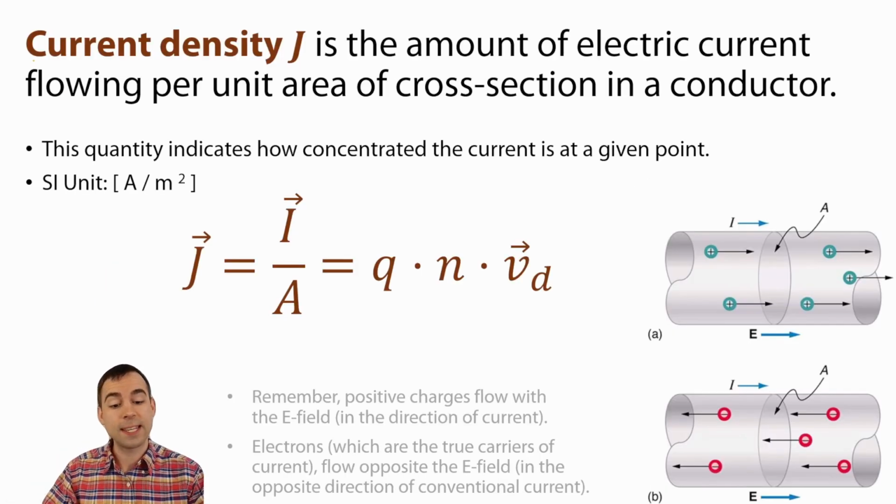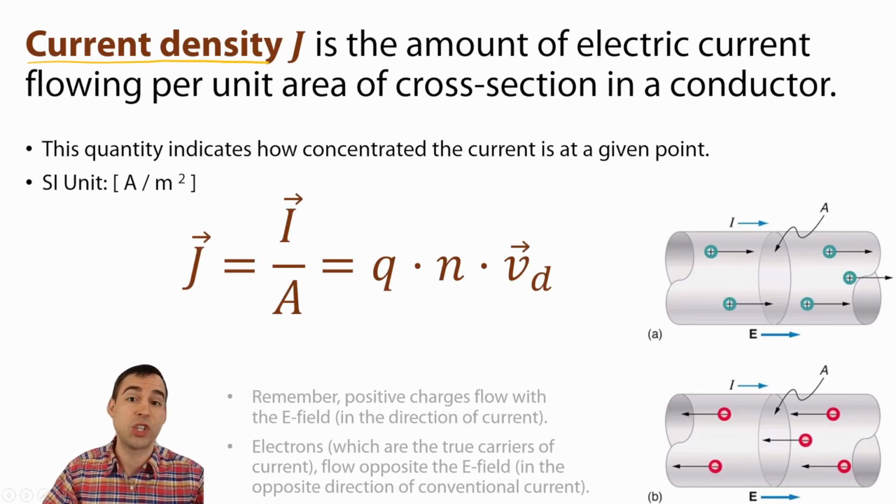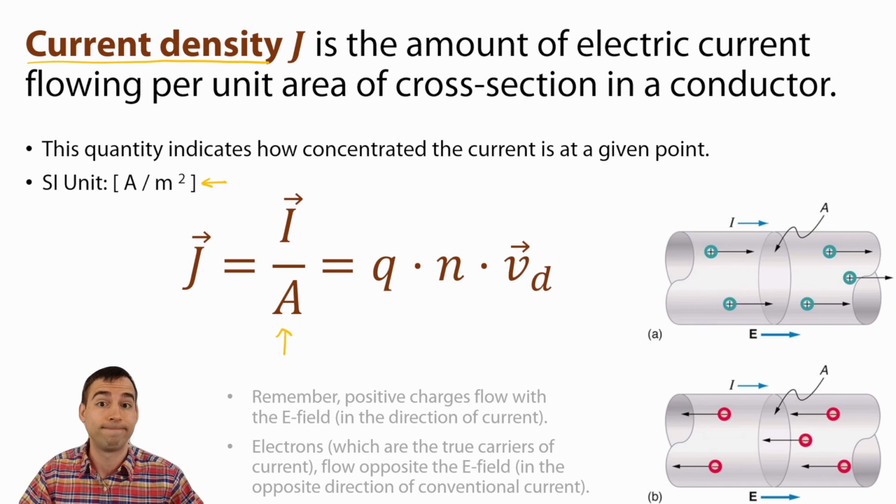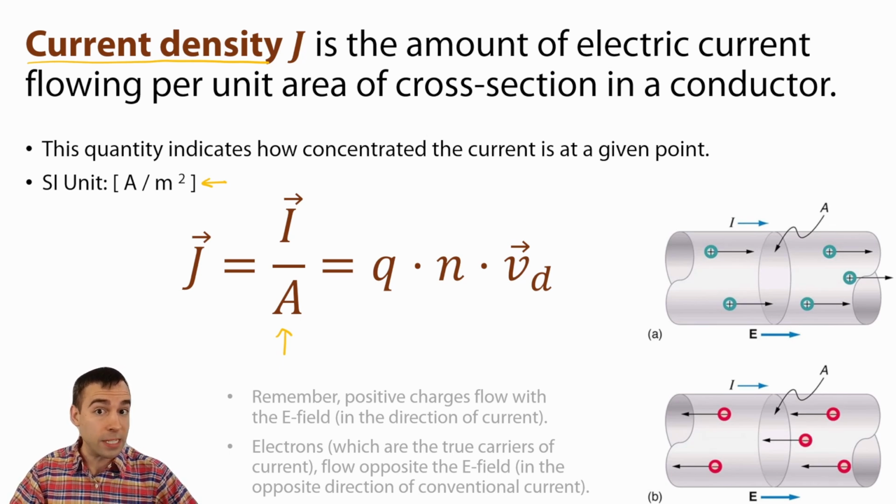Another useful quantity is the current density, which we use the letter J for. This describes the amount of electric current passing through some area. And so the units for current density would be amperes per meter squared. This is essentially the current divided by the area of your conductor. And this current density is useful for a variety of other electrical equations. And it's important to remember that the positive charges would move in the direction of the conventional current, but electrons will move opposite the direction of the electric current since they're negatively charged.